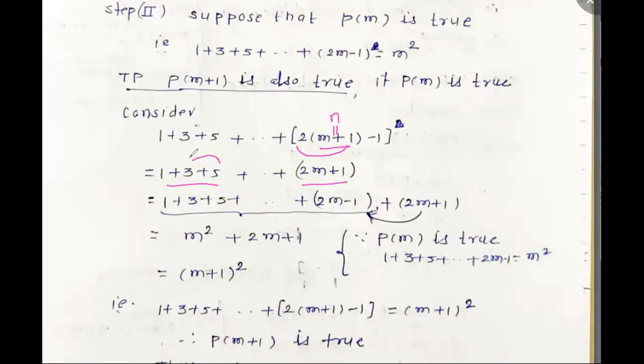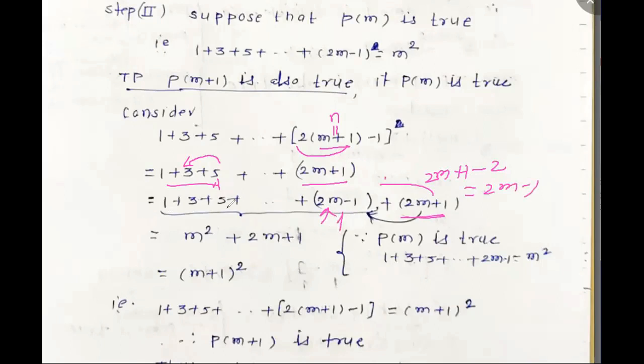Now what is the previous number? If 5 is there, the previous number is 3. If 3 is there, the previous number is 1, that is, it is smaller by 2. So subtract 2: twice m plus 1 minus 2. So we get twice m minus 1. This is the previous number of twice m plus 1. We have to subtract 2. So this is the previous number.